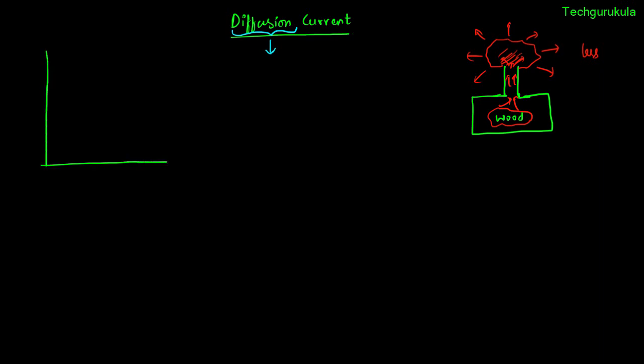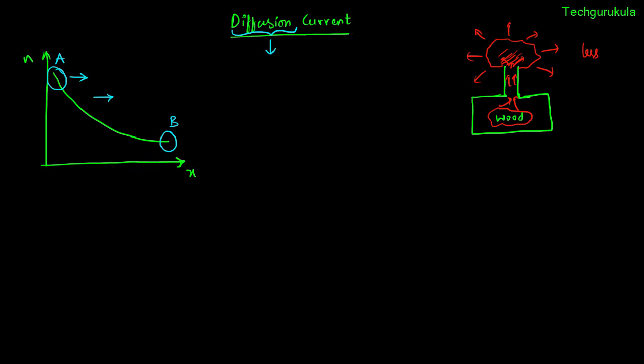So let me take electron concentration on the y-axis and the distance on the x-axis. Let me say the electron concentration is changing with respect to space like this. In this case, we can see that the carrier concentration at this point is higher compared to the carrier concentration at this point. Let's say this is point A and this is point B. Now the carriers at point A will have the tendency to diffuse to the lower concentration side. As a result, these electrons would try to flow towards the B side.